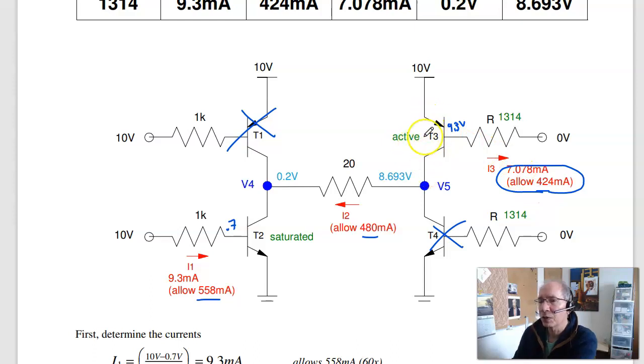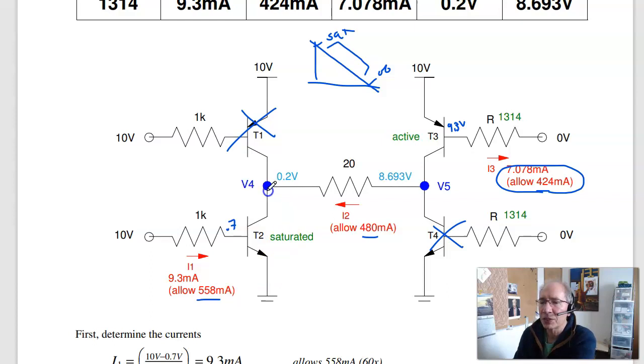The voltage drop across it is somewhere between 0.2 and 10. Again, on the load line, right here is off, right here is saturated. Anything in the middle is active, so I really don't know what this voltage is. It's somewhere between 0 and 10. Over here, this one's saturated. I know what the answer is.